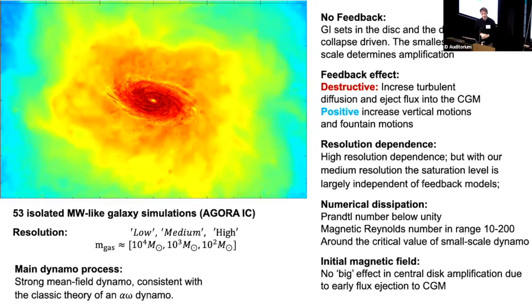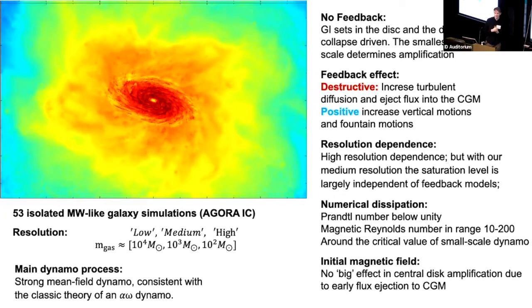Then if you add feedback, you have two different effects. One is a destructive effect, especially when you have an isolated galaxy, because you don't have any particles in the CGM to begin with. So you have a starburst and you push a lot of flux out into the CGM, and this removes a lot of magnetic fields from the disk. But you also have a positive effect, which is that you increase vertical motions, which is very important for the mean field dynamo.